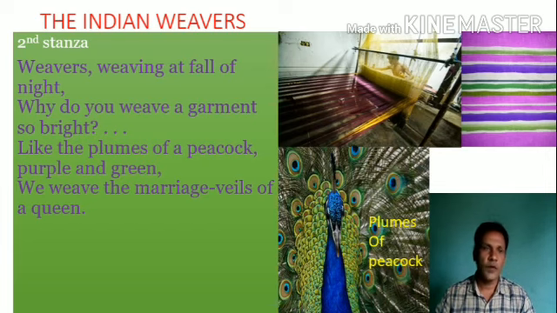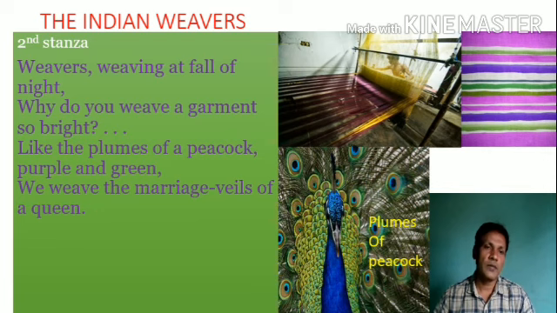Weavers weaving at fall of night, why do you weave a garment so bright? Like the plumes of a peacock, purple and green, we weave the marriage veils of a queen. Here the time mentioned in the second stanza is the fall of night, meaning the dusk time. Dusk time means the time after the setting of the sun and before the approaching of darkness. In simple language, it is called the evening time.